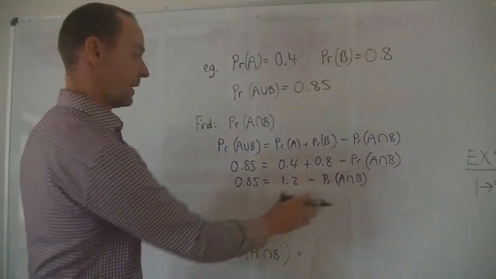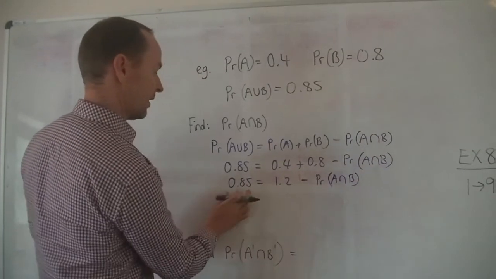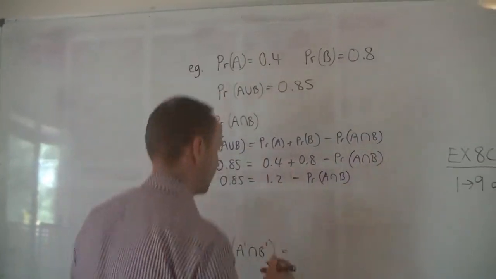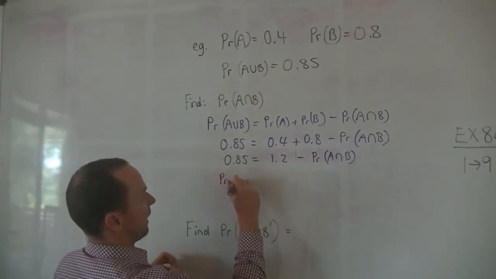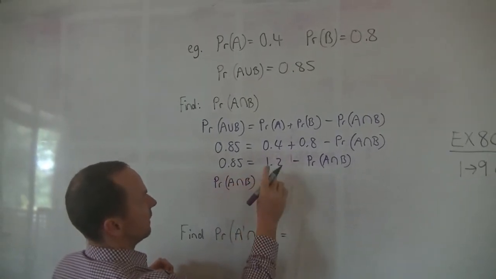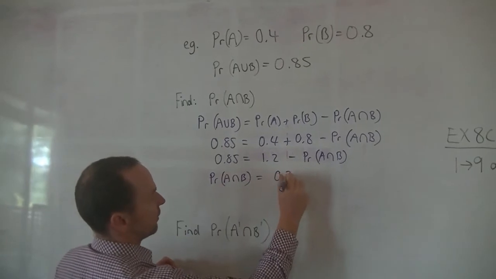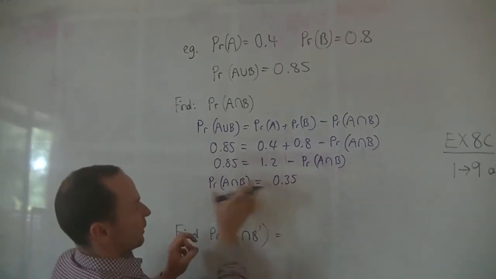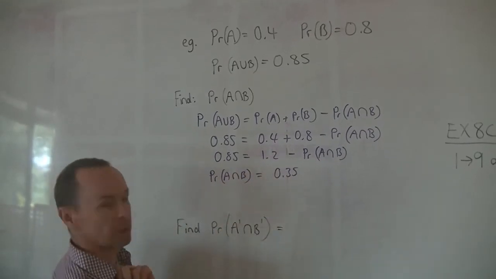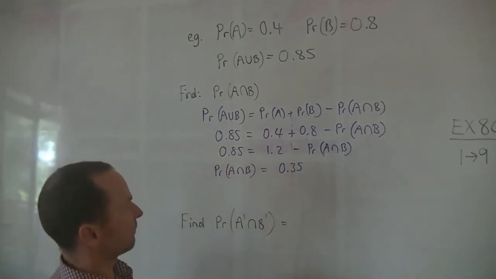Now, solving equations, we add that to that side and subtract that from that side, so hopefully you know what I'm doing. I'm doing two steps in one. So the probability of A intersection B is equal to 0.35. So 1.2 minus 0.85. Doing two steps in one, hopefully you know what I'm doing. If you're not sure, just write it out.